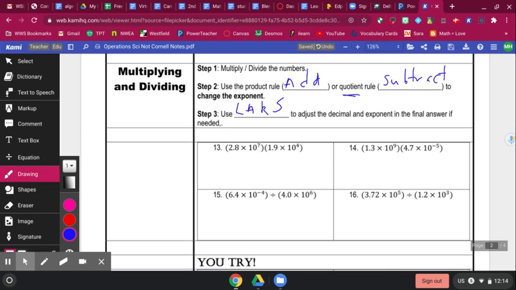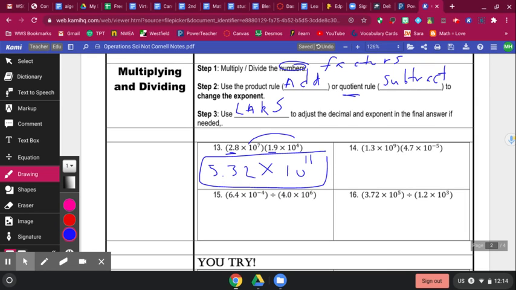So number 13, when step 1 says multiply or divide the numbers, they're talking about the factors. So when we multiply these factors, we get 5.32 times 10. And because we are multiplying powers with the same base of 10, we're going to add those exponents. So we get 10 to the 11th.